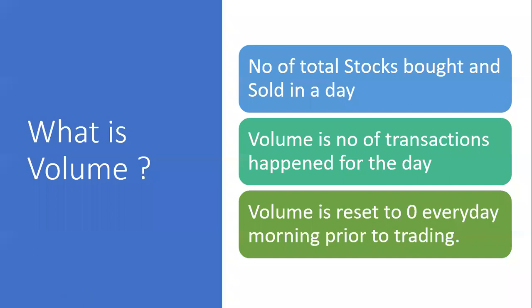Usually before the trading, every day in the morning, the volume will reset to zero. It is just like a counter. It sets to zero in the morning, and then once stocks have been bought or sold, it keeps incrementing. If I buy just 1,000 stocks, 1,000 will be added to volume. If I sell the same 1,000 stocks, another 1,000 will be added. So totally, if I buy 1,000 stocks and sell the same 1,000 stocks, 2,000 will be the volume.